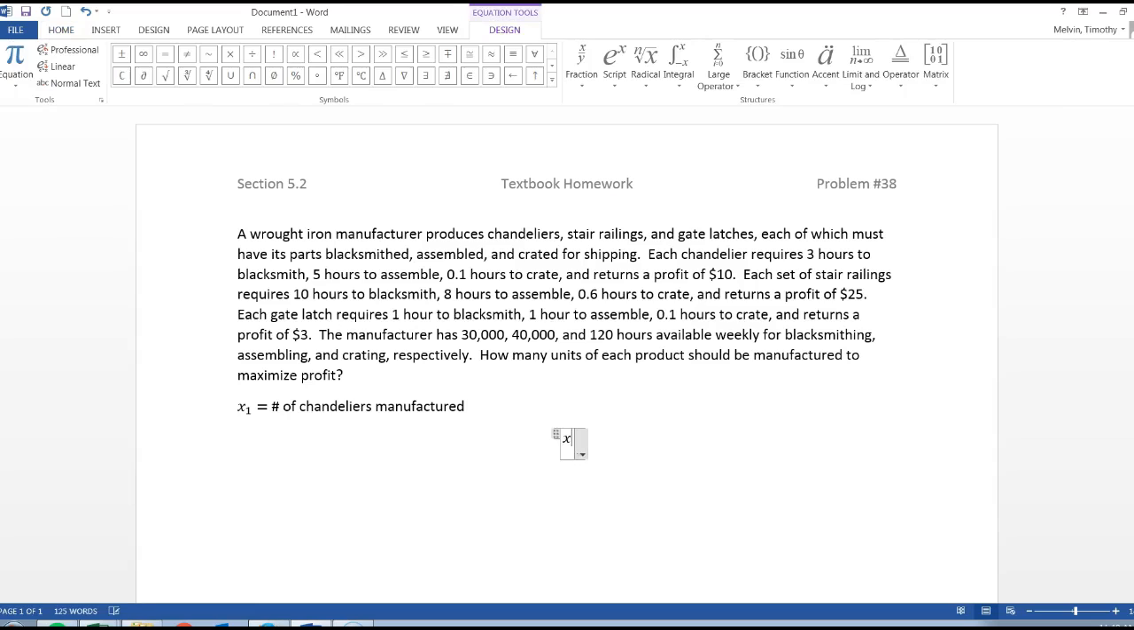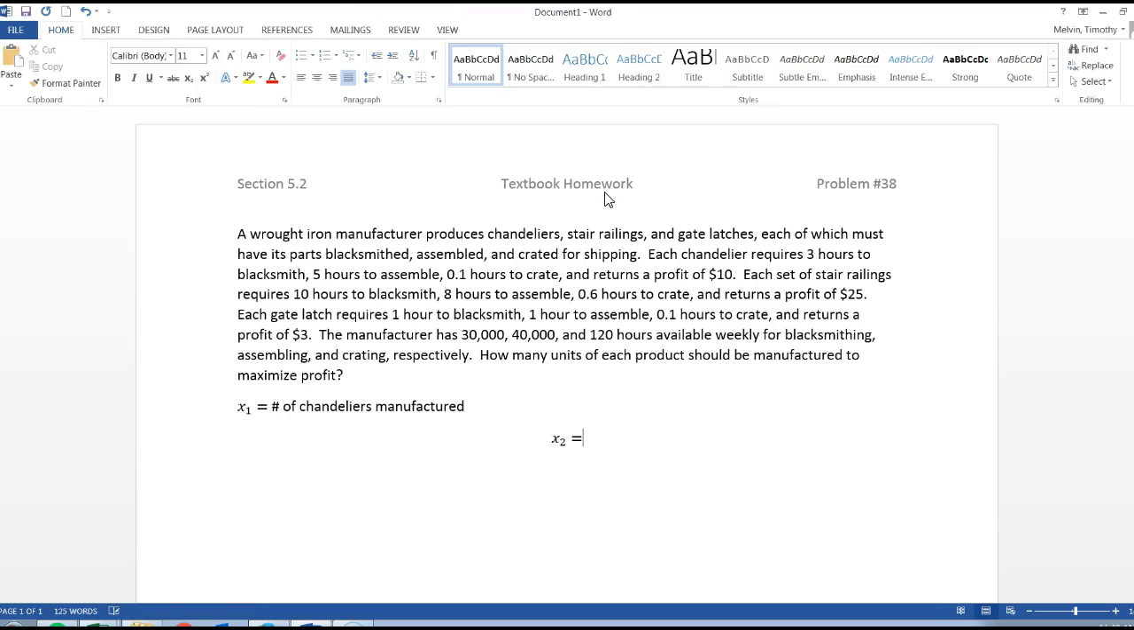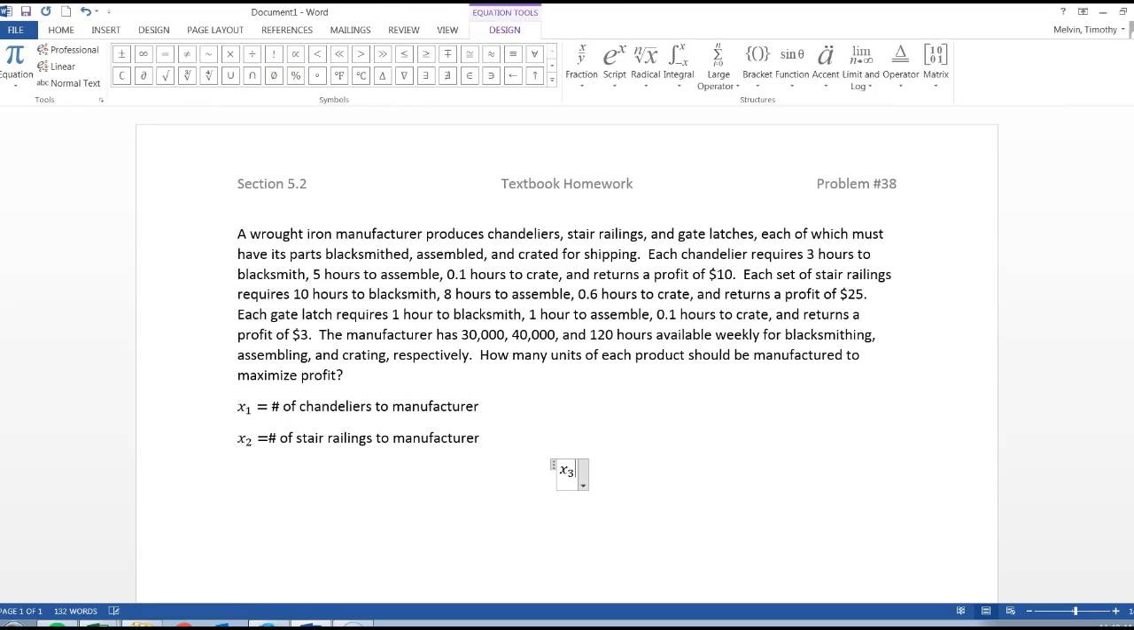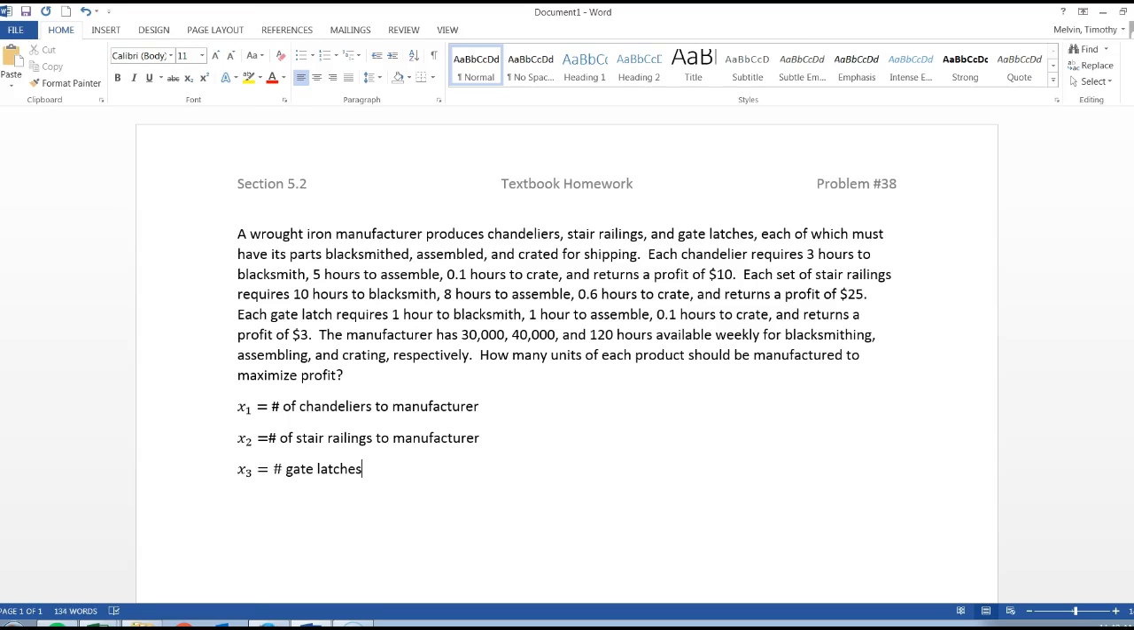We also want to know how many railings. So x2 is the number of stair railings to manufacture. So you're going to tell this manufacturer how many to make to maximize profit. And our last variable is x3 equals the number of gate latches. I would suggest you follow along with a piece of paper and pencil and write this down. You don't have to worry about typing this up. So we've got the 3 variables.